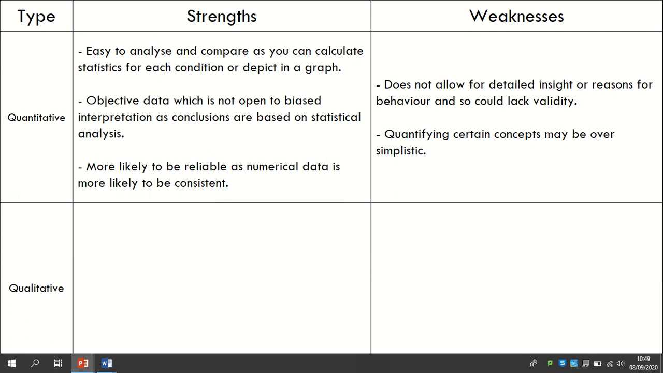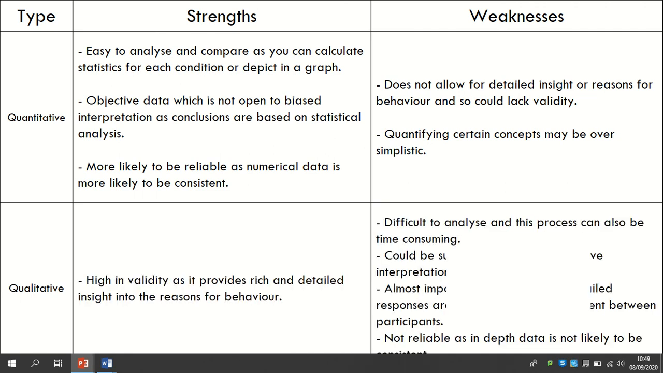Also, quantifying certain concepts may be oversimplistic. So say, for example, we wanted to look at attitudes to education and we said rate your attitude to education on a scale of 1 to 10 and they said 7, we wouldn't actually know why that is, what their attitude to education actually was, any sort of detailed insight into that. So it's quite overly simplistic having just quantitative data.